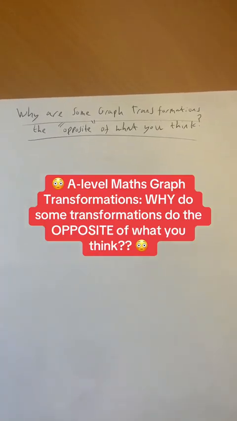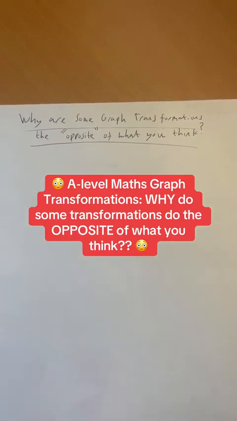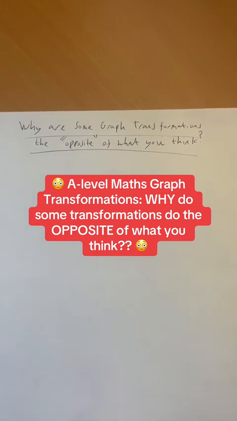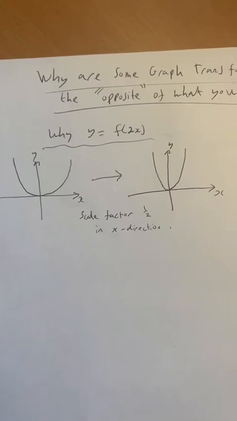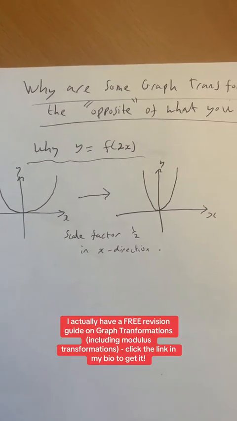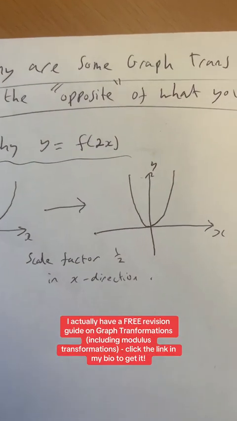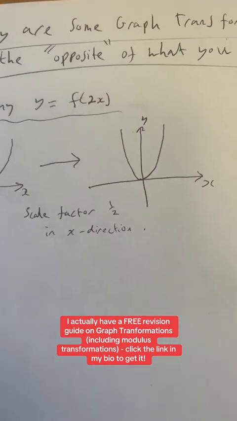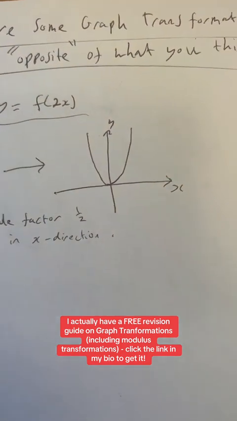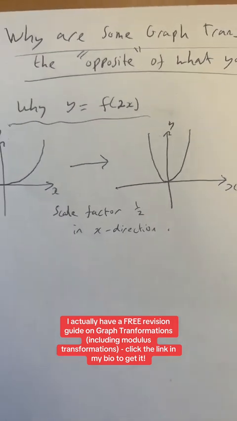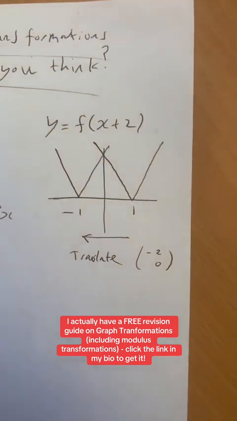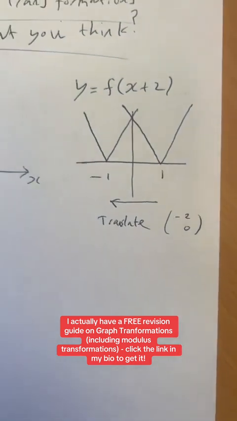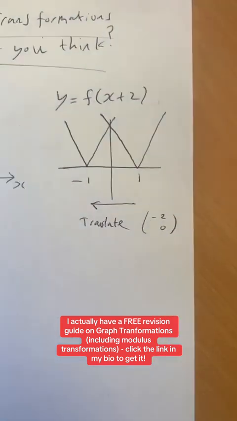Now, this is a great question that A-level math students always ask me every year. Why are some of the graph transformations the opposite of what you think they would be? As a good example, why is it true that f of 2x actually squishes in the original f of x graph by a factor of a half? Surely it would stretch it out by a factor of 2 in the x direction, not squish it in by a half. And again, same thing with this one here. When you've got f of x plus 2, you actually shift the graph to the left by 2, not to the right. So why is that?